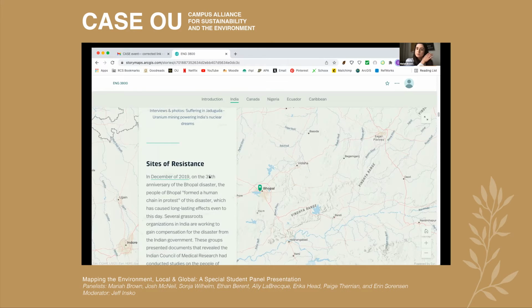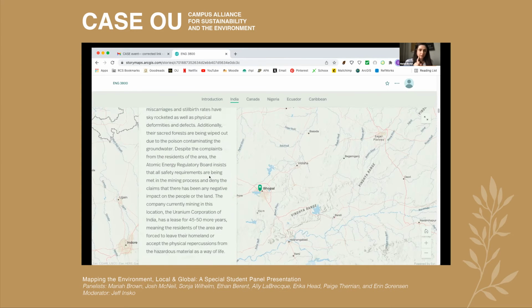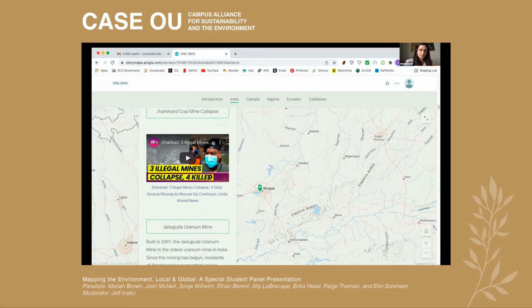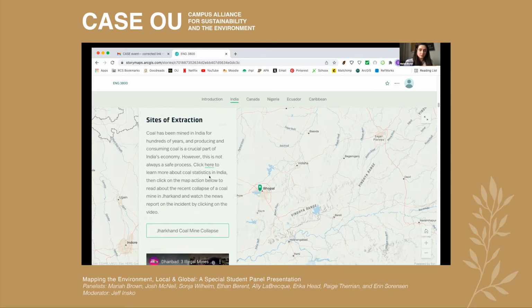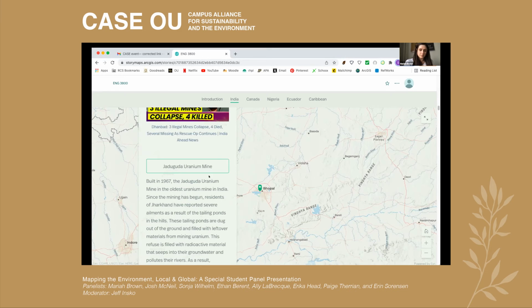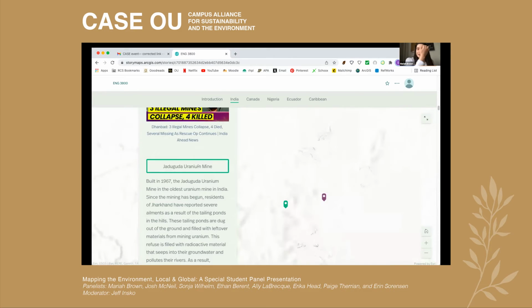Yeah, if you want to scroll up just a little bit more and click on the map action for the uranium mine down a little bit. Yeah, there we go. Right.